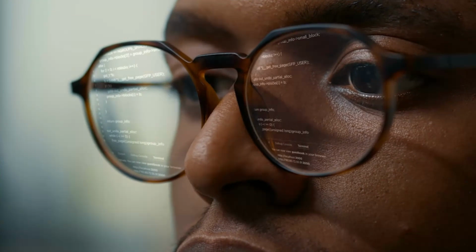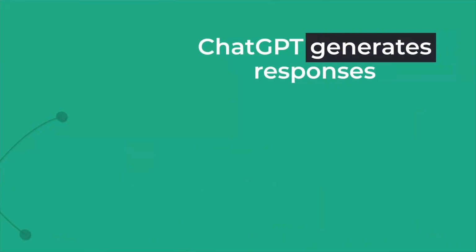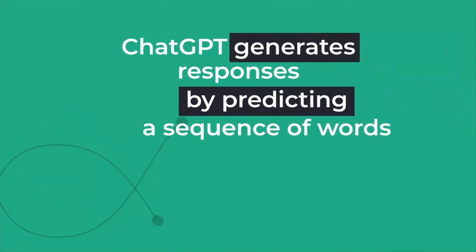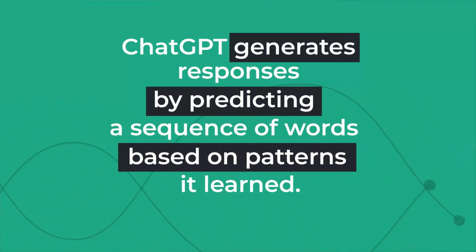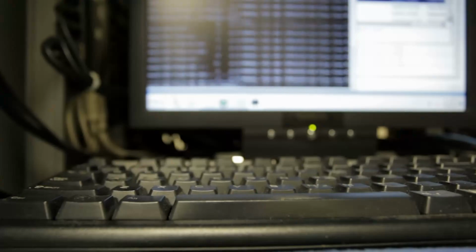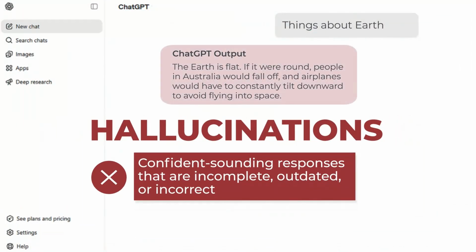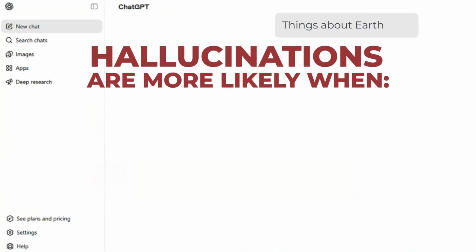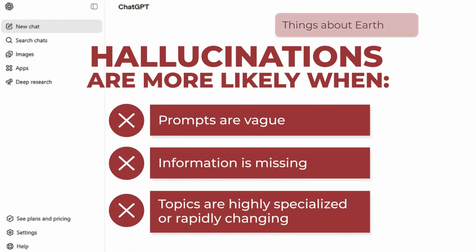ChatGPT does not understand information and doesn't reason the way humans do. Instead, it generates responses by predicting the most likely sequence of words based on patterns it learned during training. Because it's designed to generate language, not verify facts, it can sometimes produce hallucinations. These are confident-sounding responses that are incomplete, outdated, or incorrect. They are more likely when prompts are vague, when information is missing, or when topics are highly specialized or rapidly changing.